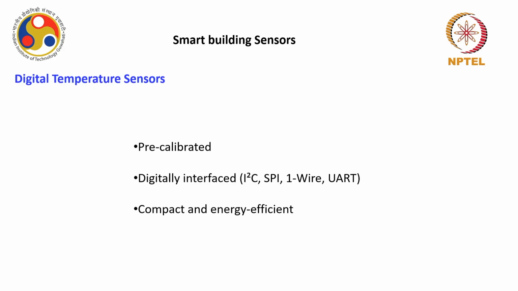Okay. So, if I talk about digital temperature sensors, which we just talked about some time back, actually these devices are pre-calibrated and they have a digital interface. I mean, it can use a number of protocols like I2C, SPI or one wire. There are a number of protocols with which it can communicate. Okay. However, the advantage of these devices is they are compact and mostly very energy efficient.